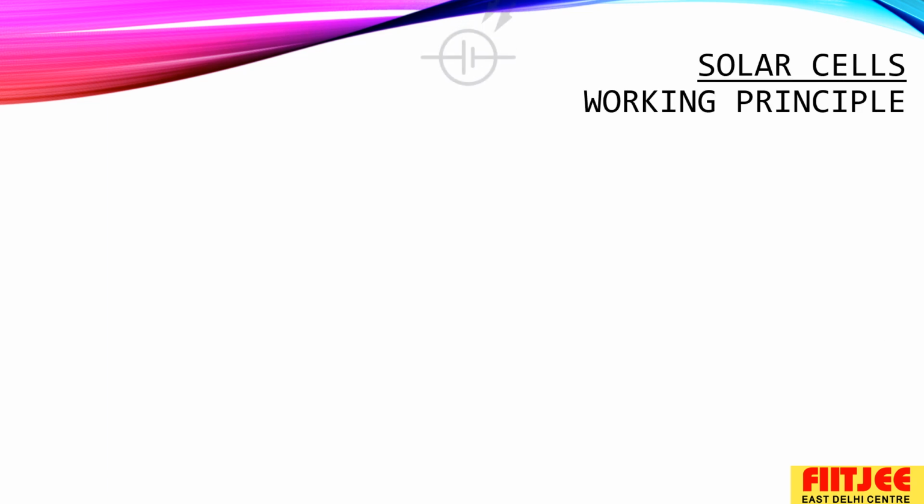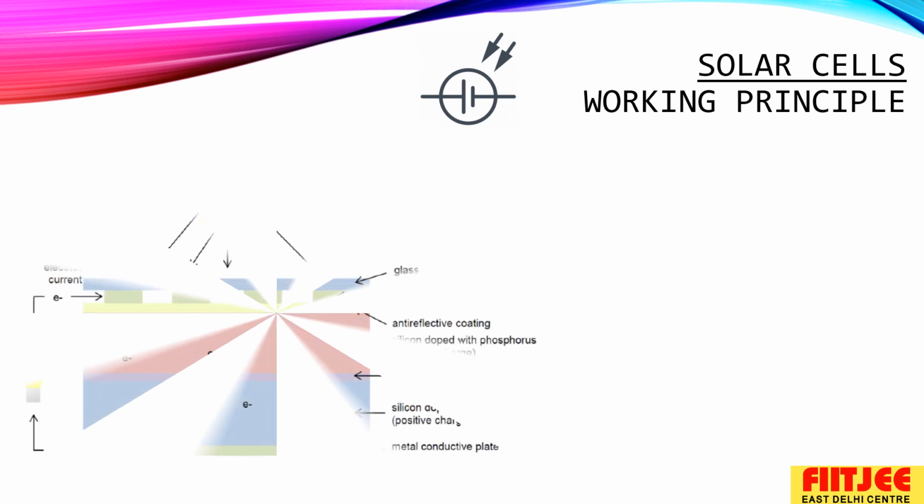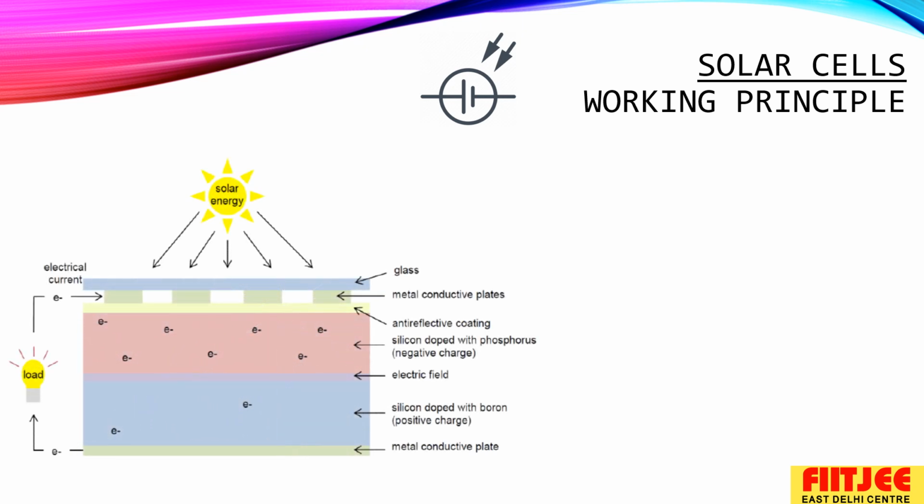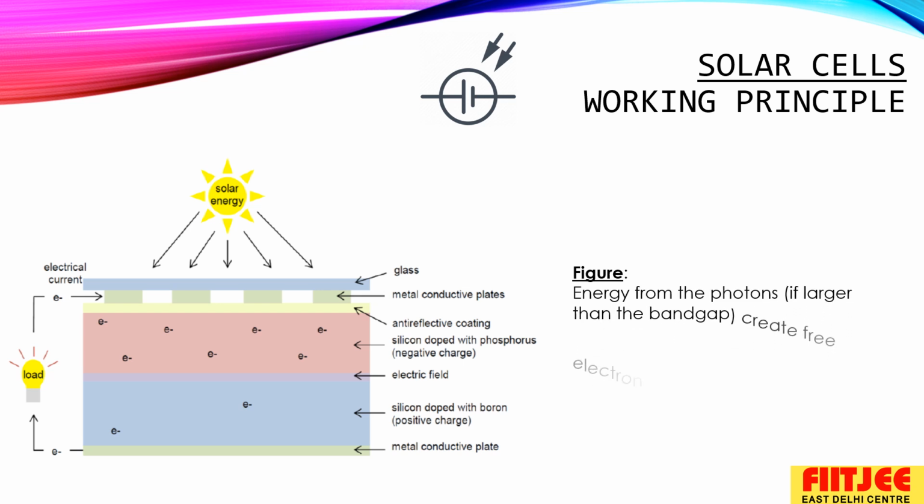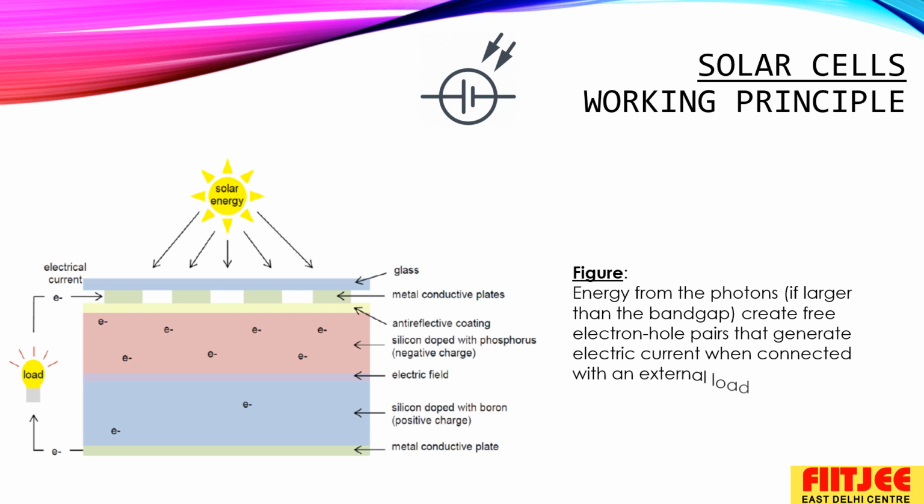Now we will see the working principle of solar cell. On the left side, you can see the process of the solar cell. In this, energy from the photons, if larger than the band gap, creates free electron hole pairs that generate electric current when connected with an external load. We'll see the detailed working principle of solar cell in the next slide.